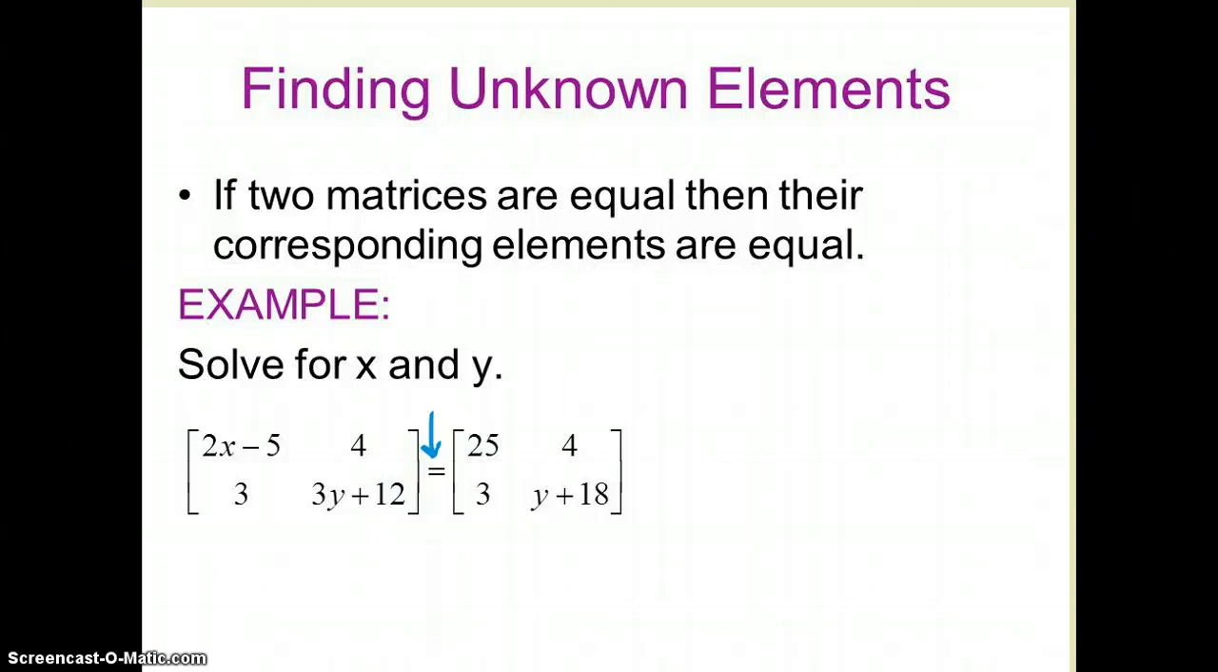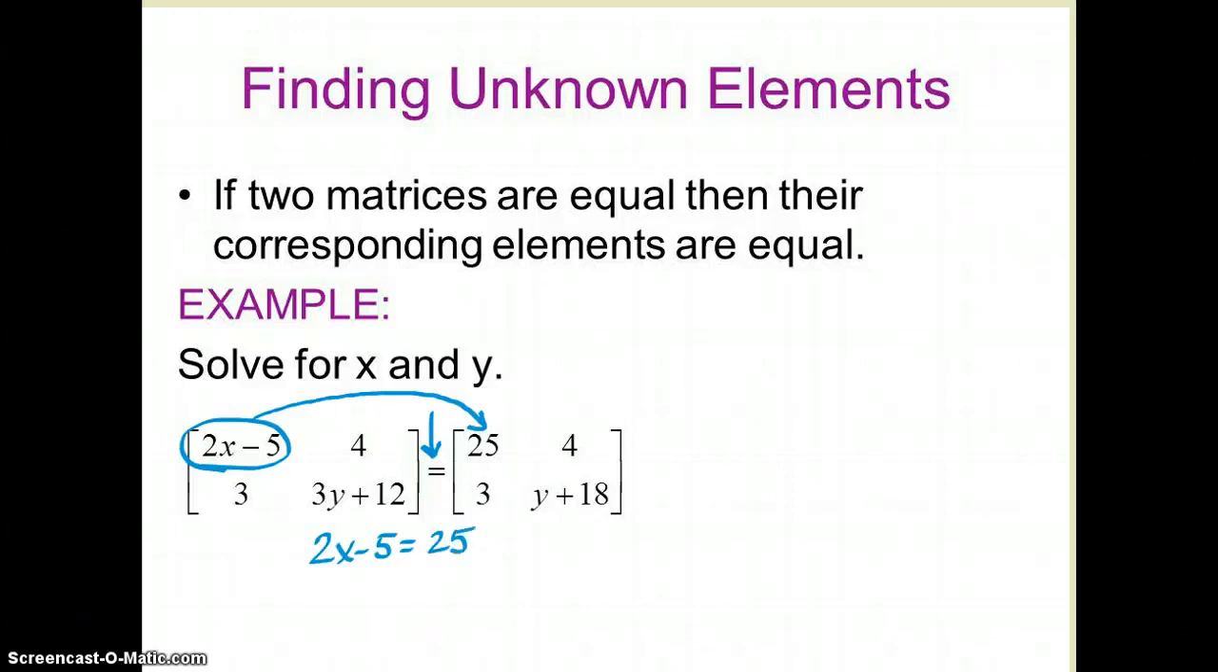And I know these two matrices are equal simply because they have an equal sign between them. So here's what I'm going to do. If you look in row 1, column 2, you have a 4, and in row 1, column 2 of your other matrix, you also have a 4. To find the missing variables, if I'm looking for x, here is 2x minus 5. Since I know my matrices are equal, that has to be equal to its corresponding element, which is 25. So this matrix tells me that 2x minus 5 should be equal to 25.